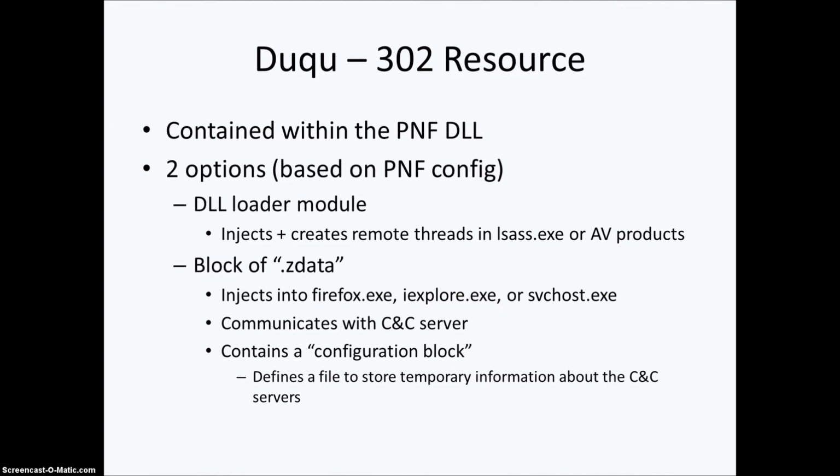But I didn't have any luck figuring out what was actually meant by the term .zdata. But anyway, this Z data is decompressed and then injected into Firefox, Internet Explorer, or SVC host, and basically this code is in charge of communicating with the command and control servers. It also contains what was called a configuration block, and basically that defines a file in which to store temporary information concerning the command and control center servers.